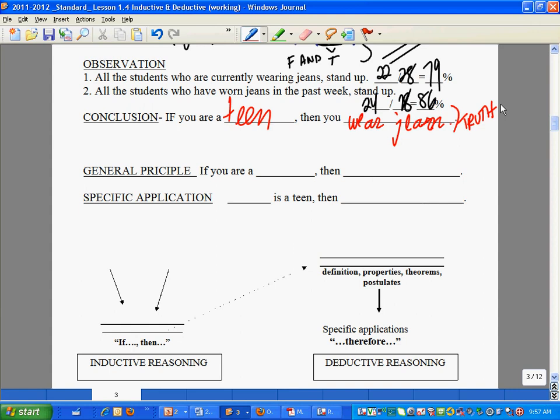You take the general principle. It was Cameron, right? Okay, good. I'm still working on it. So if you're a teen, then you wear jeans. And I go, Cameron's a teen. Then he wears jeans at some point. Not today, obviously. So now what I've done here is I've taken my aha and I applied it specifically to Cameron.